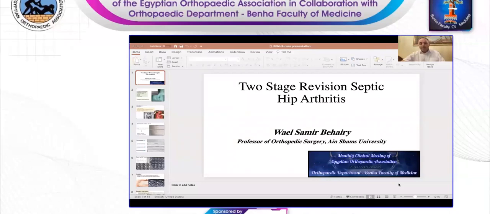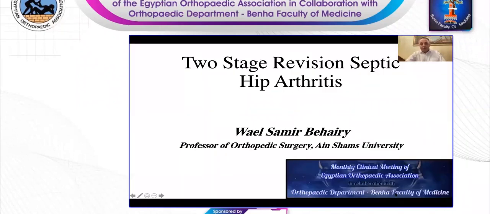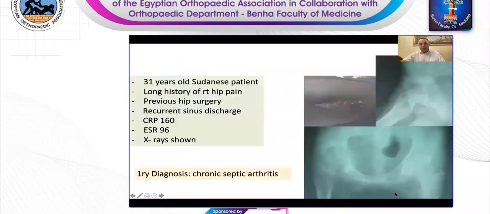I will present this short presentation about two-stage revision for septic hip arthroplasty. This patient was referred to us from Africa complaining of a long history of right hip pain. He is a 31-year-old male with previous hip surgery, mostly debridement of the hip due to recurrent abscess formation and persistent sinus discharging pus.